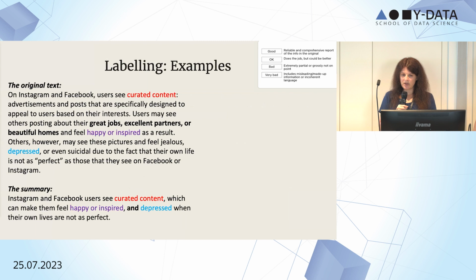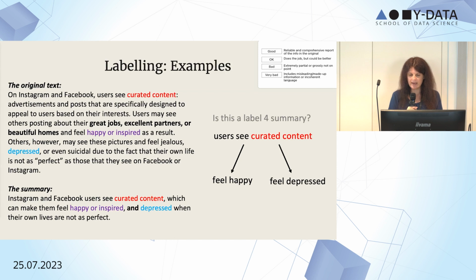So here we can see one of the examples of text and the summary. We can see in the text the main points are highlighted. And the summary is that Instagram and Facebook users see curated content which can make them happy or inspired and depressed when their own lives are not perfect. It was labeled with 4, despite the summary quoting the main meaning of the text. So people see the curated content and they either feel happy or they feel depressed.